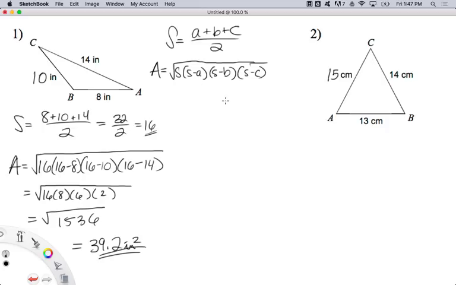Now everybody go ahead and do number 2. And that's it. Once you get this done, we'll explain it, and we'll be done with our review for the day.